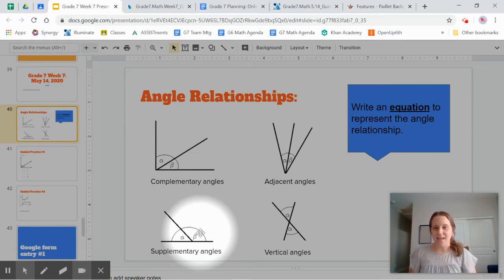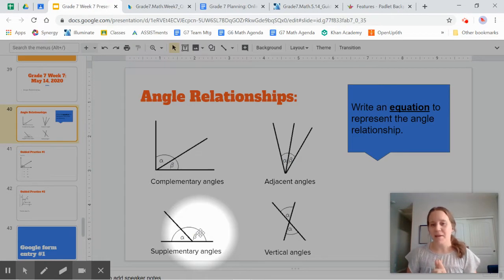We know that a line has 180 degrees. We call these supplementary. Again, if I broke them apart or if they were in different parts of the diagram, but their measures added to 180 degrees, we would still call them supplementary.